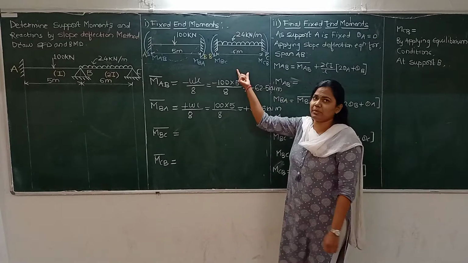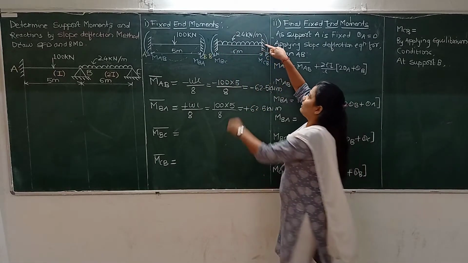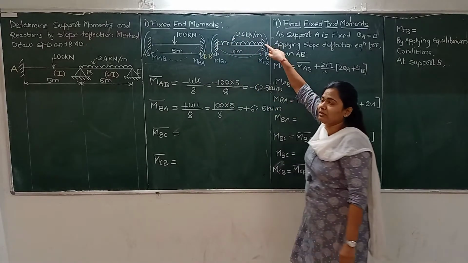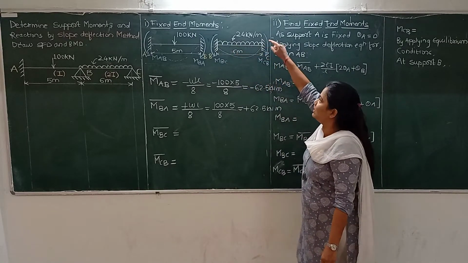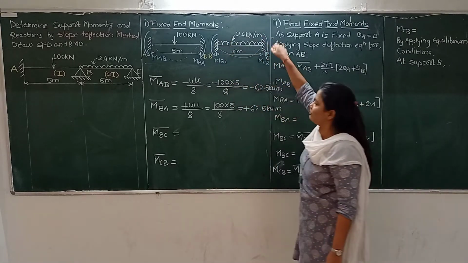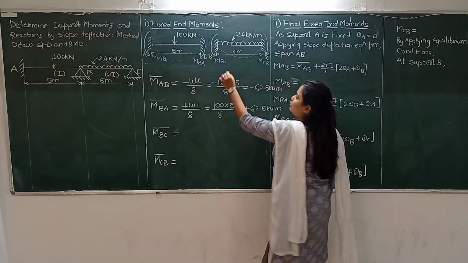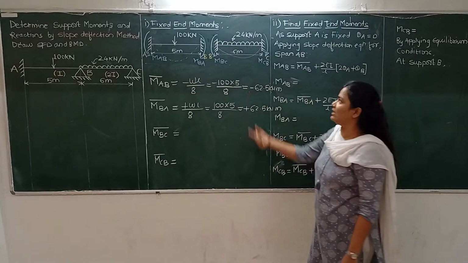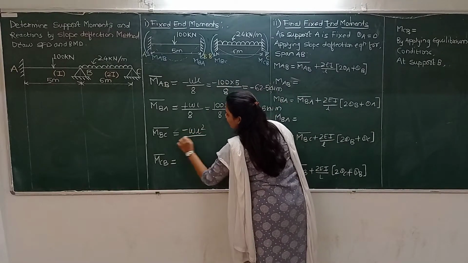Similarly, when you consider span BC and apply the fixed supports at B and C, they develop fixed moments to prevent the bending caused by the external loading on the beam. To avoid this bending, the developed fixed moments will be in this direction. One is anti-clockwise and one is clockwise, so that the bending is prevented. Whenever any span is subjected to a uniformly distributed load, the value of the fixed moment MBC bar is minus WL squared by 12.